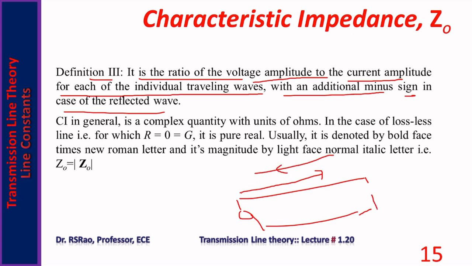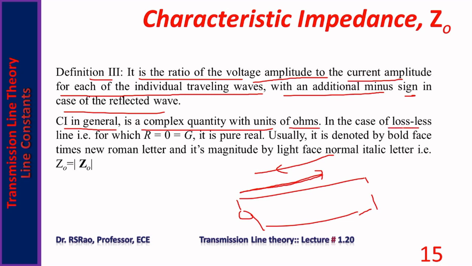Now, the definition is: consider the forward traveling wave. In this wave, there exists voltage, there exists current. The V to I ratio in this wave is the characteristic impedance. You can define characteristic impedance with respect to the reflected wave also. In such case, it is the negative of the voltage in the reflected wave divided by the current in the reflected wave. Z0 in general is a complex quantity. Units are ohms.